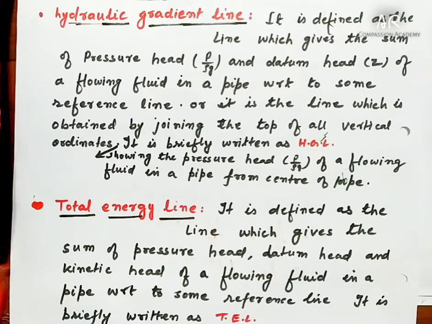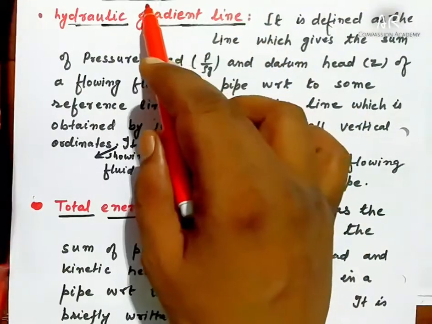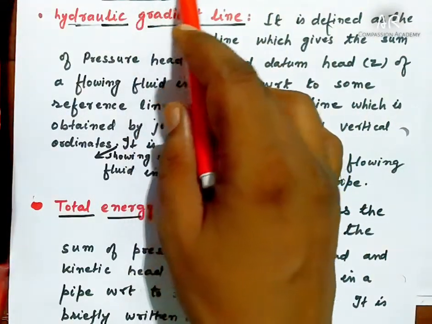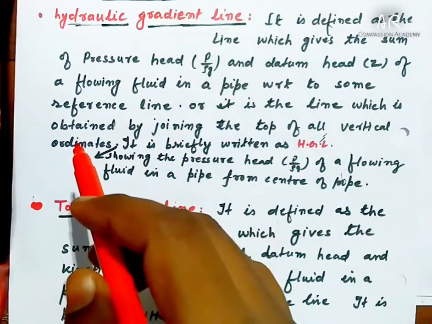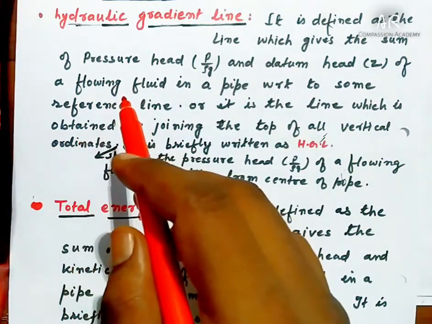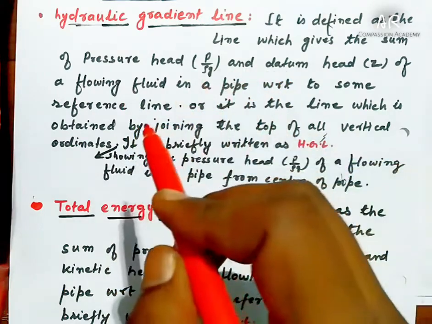In the previous class, we have studied about the minor energy losses in the pipes. Now, in this lecture, we will study about the hydraulic gradient and total energy line. Hydraulic gradient line and total energy line. So, first of all, we will see the definition. What is the hydraulic gradient line and total energy line?